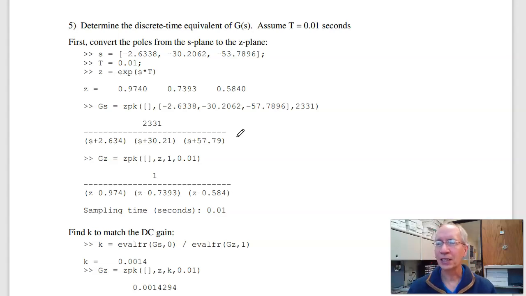To illustrate that, take the previous design, scrap it, start over. I've got 3 poles in the s-plane, a new sampling rate. Now where the poles are is z equals e to the sT. It becomes 0.97, 0.73, 0.58. Completely different location.